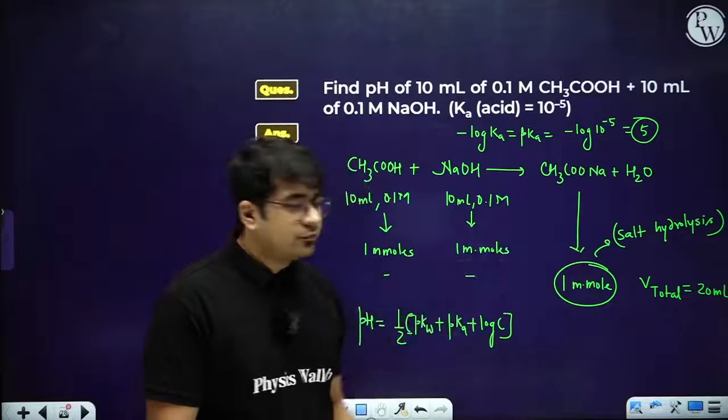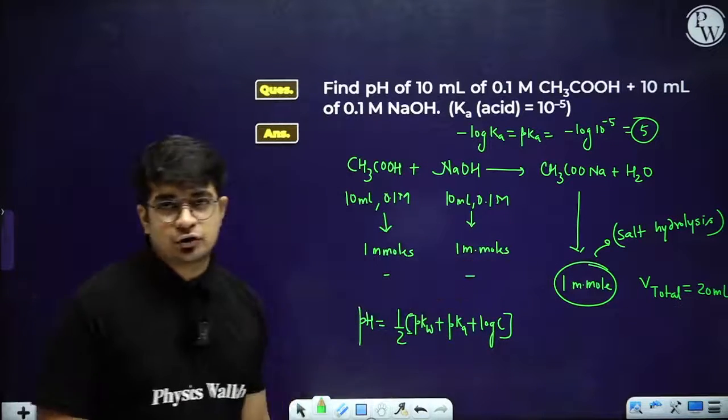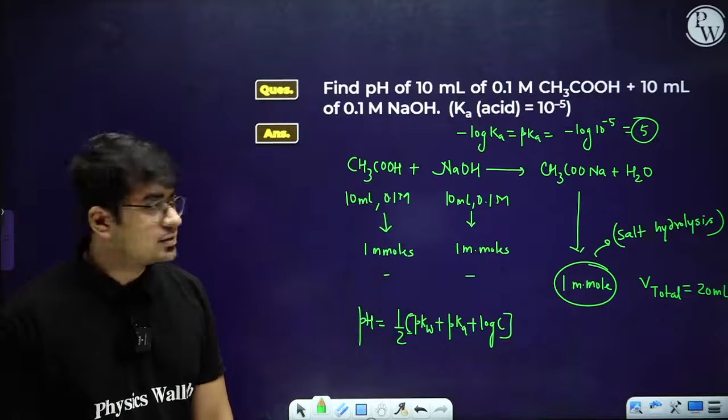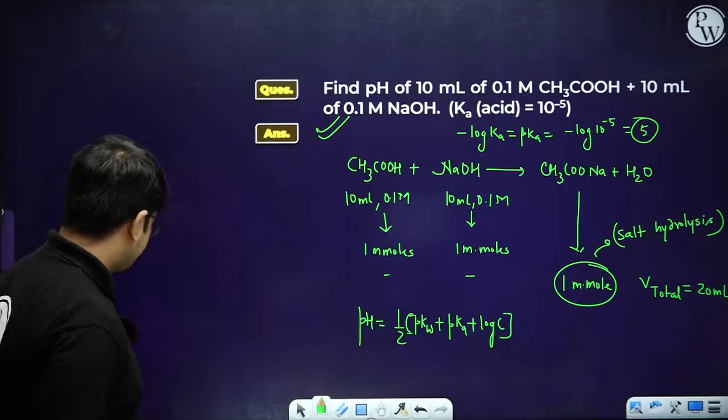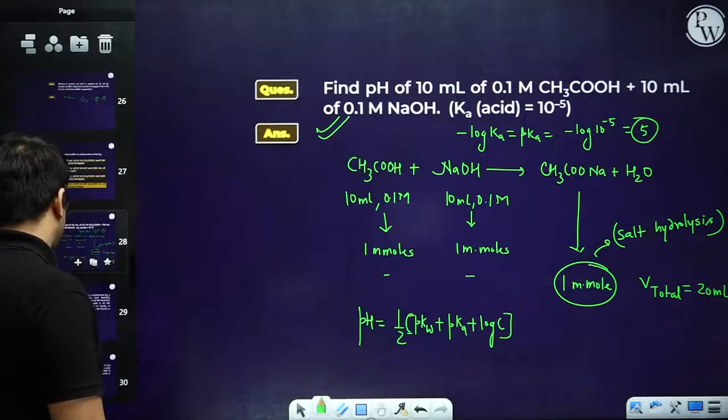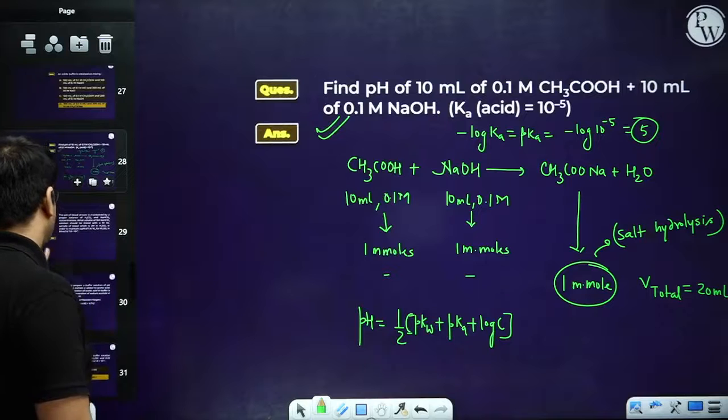Log C is 1 millimole present in 20 ml solution. So you can easily calculate the molarity in this case. So that is a complete case of salt hydrolysis.